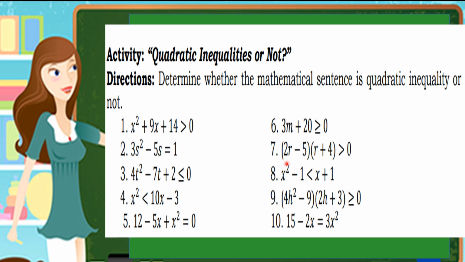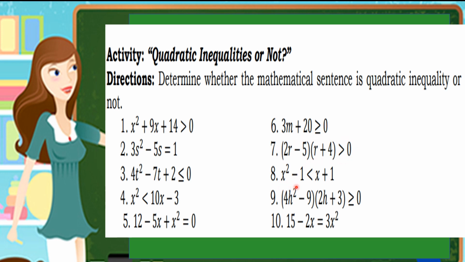Next, number 7. We have the quantity of 2r minus 5 times the quantity of r plus 4 is greater than 0. So, is this a quadratic inequality or not? Okay, yes, this is a quadratic inequality because if we simplify these factors, you will have 2r times r is 2r squared. So, dun palang kita na natin na merong square. The highest exponent of the variable is 2. So, therefore, and we use the greater than symbol. Kaya po, this is a quadratic inequality.